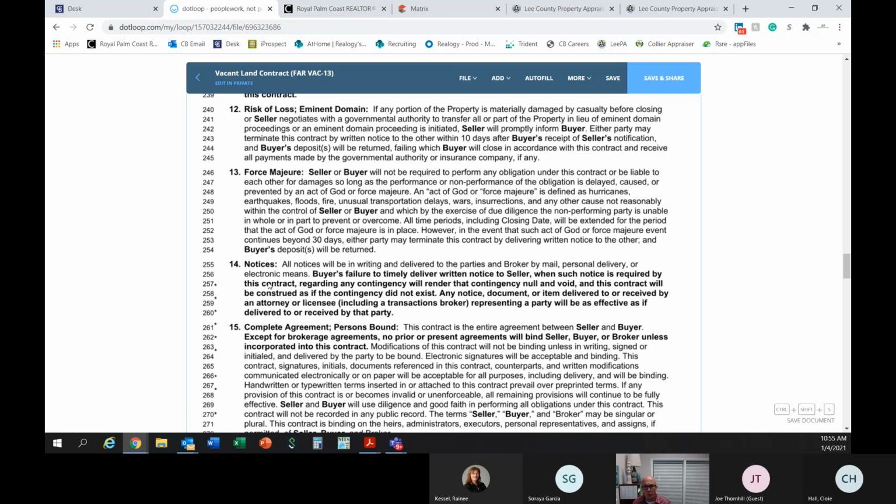Okay. Notices. All notices will be in writing and delivered to the parties and broker by mail, personal delivery, or electronic means. Buyer's failure to timely deliver written notice to seller when such notice is required by this contract regarding any contingency will render that contingency null and void, and this contract will be construed as if the contingency does not exist. Any notice, document, or item delivered to or received by an attorney or licensee, including a transactions broker representing a party, will be as effective as if delivered to or received by that party.